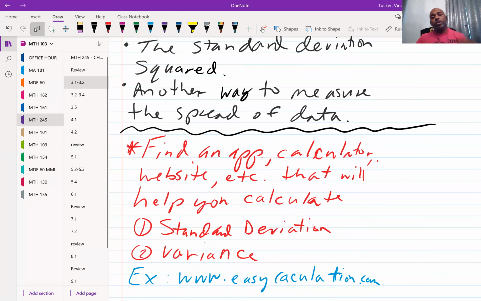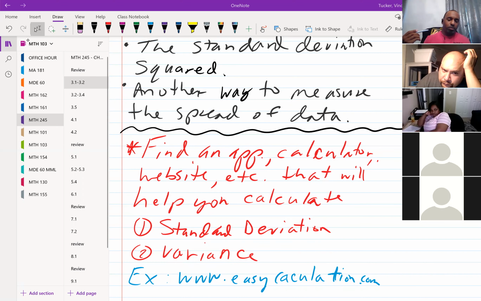So you guys are not held responsible for actually knowing how to do the standard deviation and variance formula, but you are held responsible for finding something that can help you to calculate it. I'll show you an example of one in a second. But notice I have here in the red, find an app, calculator website, something to that nature that will help you calculate the standard deviation and the variance. So we'll talk about the application in a few, but the main thing is you need something that's going to be reliable that will calculate it for you.